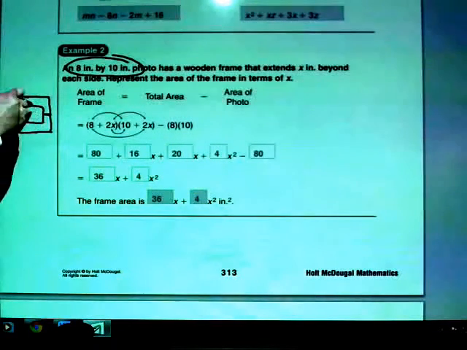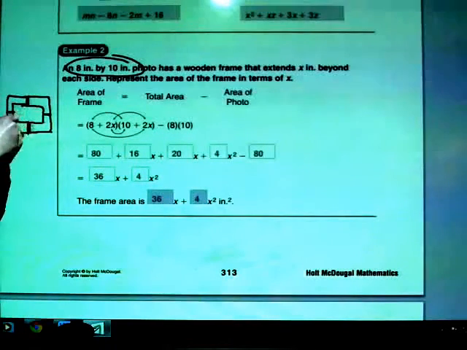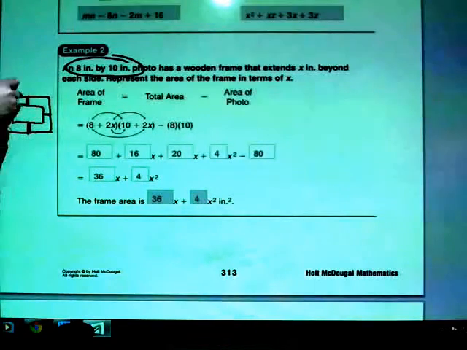So you're adding 2 x's to the width here, which is 10. And then you're adding an x and an x here on the frame piece to the length, which was 8. So you're adding 2 x's to both the length and the width. That's how I'm going to come up with my total area. That's the multiplying binomials that we're doing here in this section.